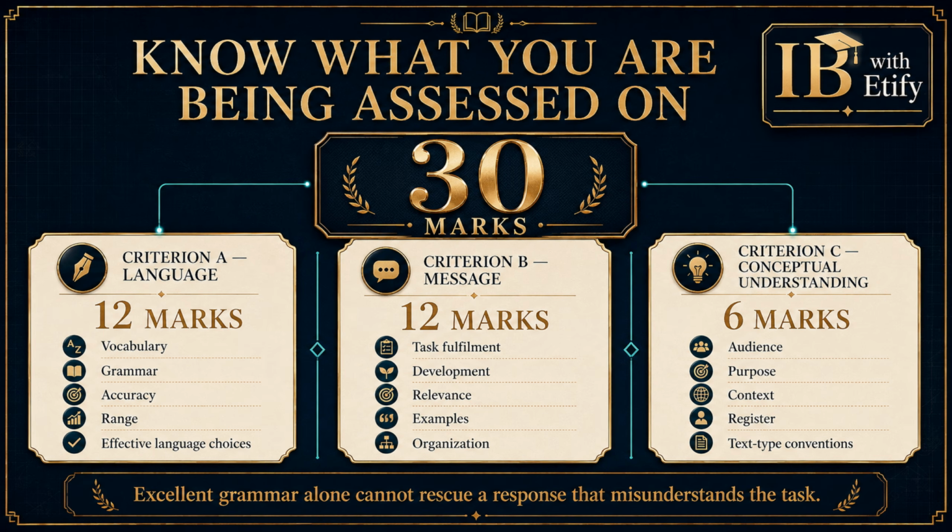At higher level, Paper 1 gives you 3 tasks. You select one task and then choose one of the text types offered for that task. Your response should be between 450 and 600 words. The paper lasts 1 hour and 30 minutes. There are 3 assessment criteria. Criterion A is language, worth 12 marks. Criterion B is message, also worth 12 marks. Criterion C is conceptual understanding, worth 6 marks.